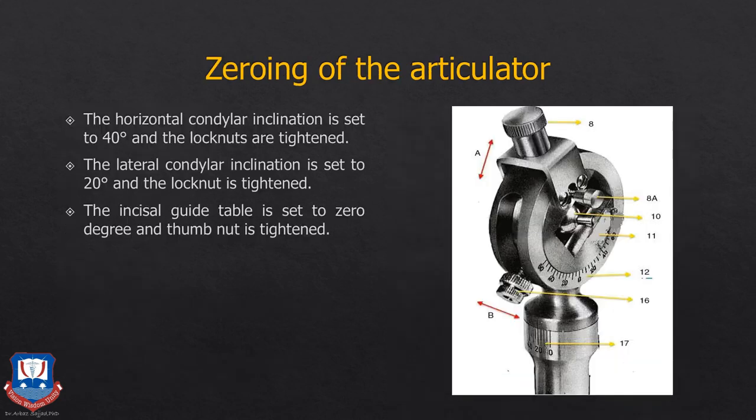So first step, before we do the mounting of the maxillary and mandibular wax rims or the maxillary and mandibular cast, we have to zero the articulator. This is something like how we reformat or factory reset a phone. That is, you delete all the data or zero all the readings that were previously there. So in this, the horizontal condylar guidance is set at 40 degrees, and the lateral condylar guidance is set at 20 degrees, and the incisal guidance is set at 0. This is called zeroing of the articulator. After this, the articulator is ready to accept the face bow.